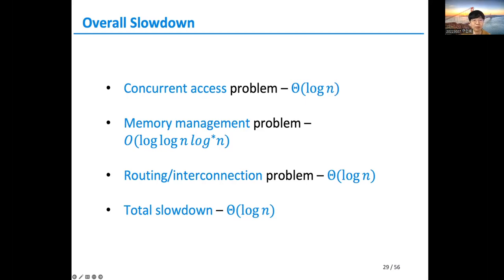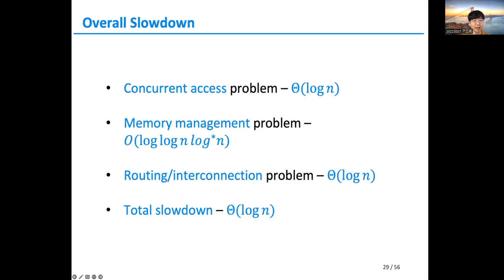The final subproblem is the routing and interconnection problem. This problem is simulating a model parallel computer on a bounded degree network. Also using random simulations, the routing and interconnection problem could be solved with a slowdown of big theta of log n using two-phase random routing.